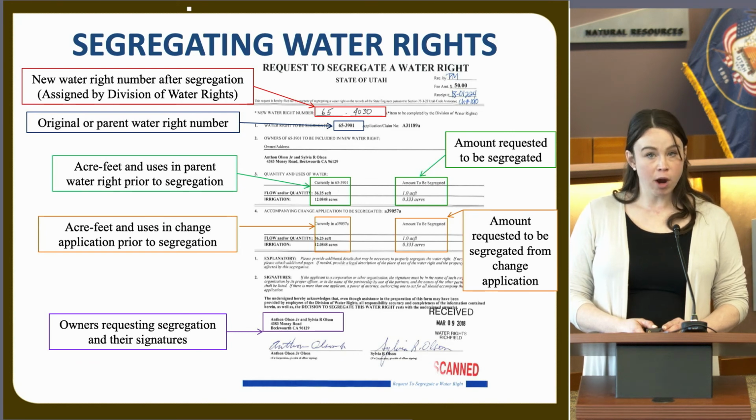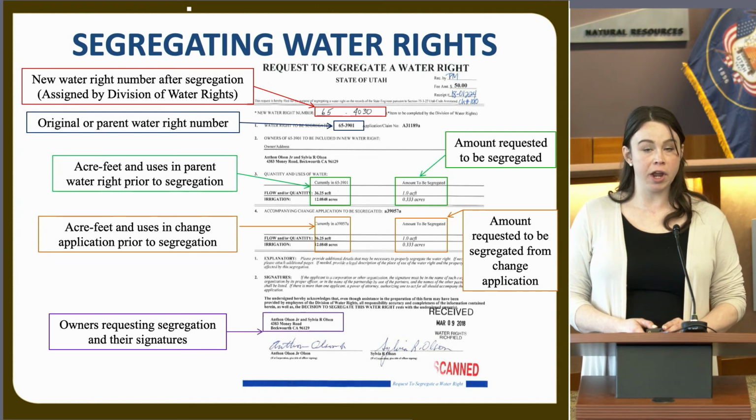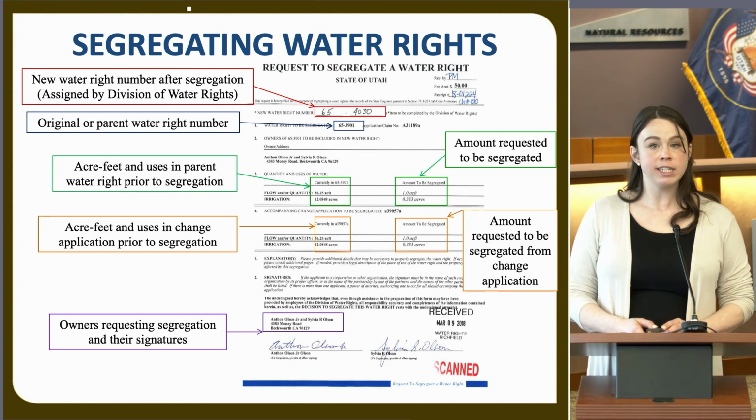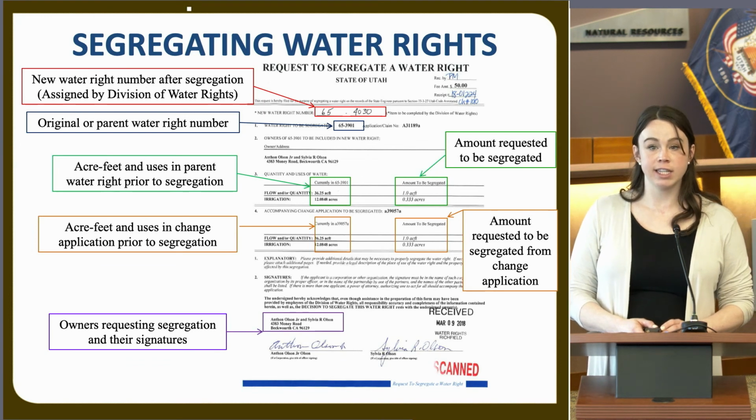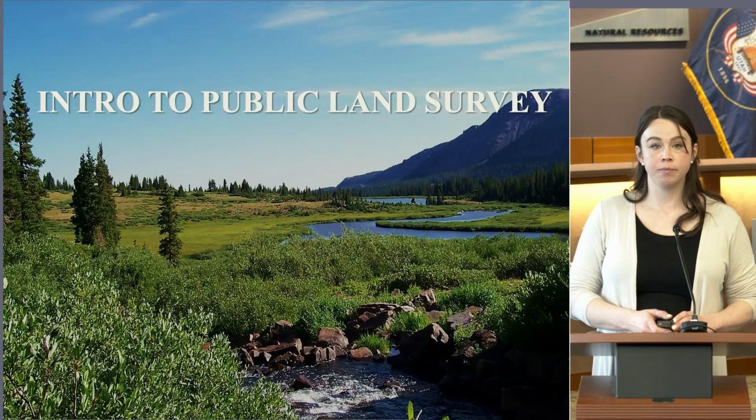And once we have processed it, we will assign you a brand new water right number. So that 1 acre foot will now be under 65-4030. And you have successfully segregated off a small portion of your water right.